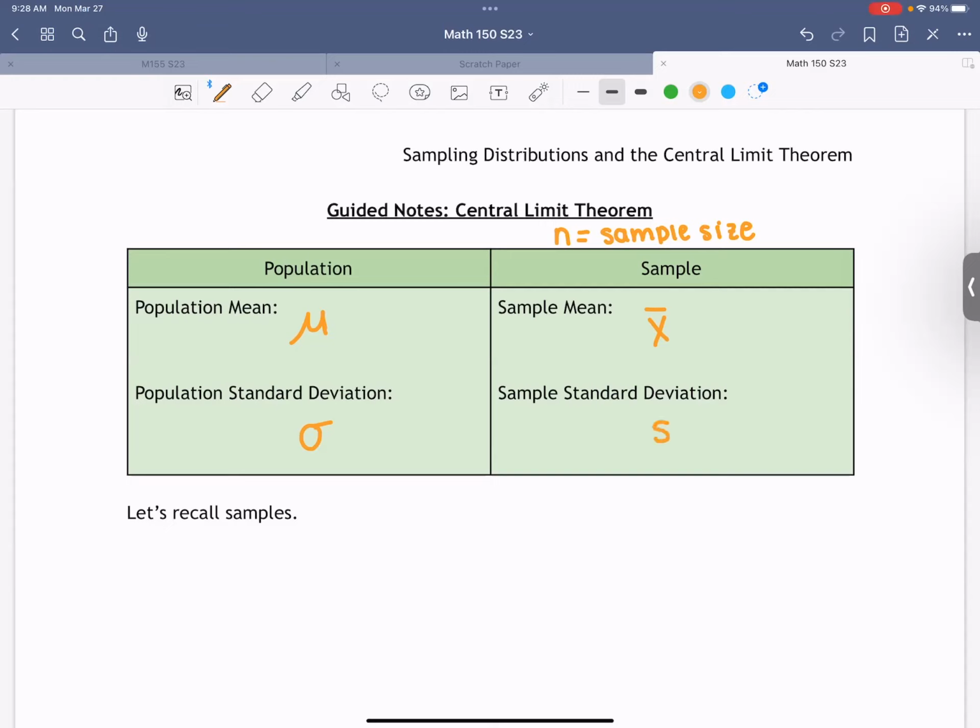It's just S. Okay. So the way I like to go about this is if I'm talking about the population, that's where the Greek symbols are going to come out. If I'm using a regular symbol, not Greek, that's going to represent a sample.